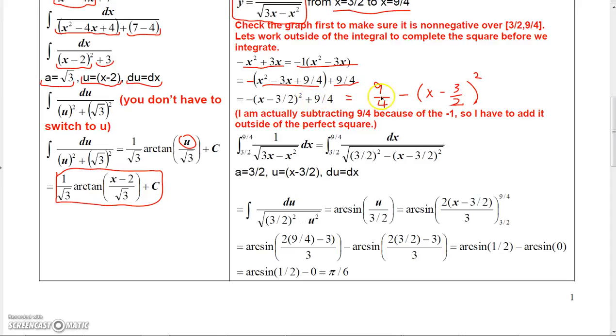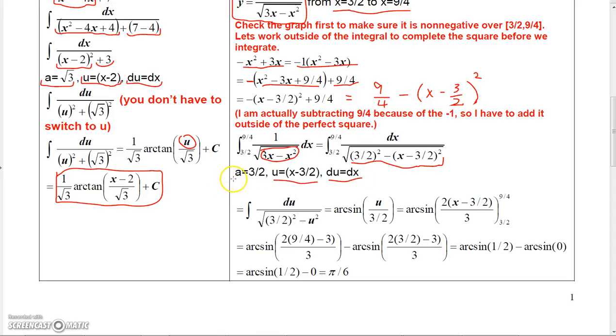Now that can be written as 9/4 minus x minus 3/2 quantity squared, or 3/2 squared minus x minus 3/2 quantity squared. So I'm going to replace this 3x minus x squared with what I came up with here, which is 3/2 quantity squared minus x minus 3/2 quantity squared. Now if you let u be x minus 3/2, then du is simply dx.